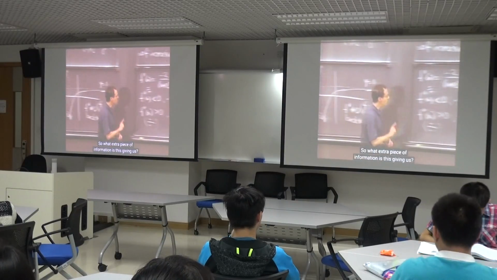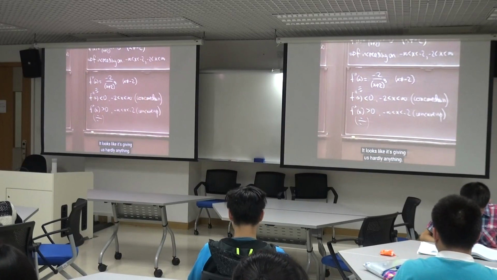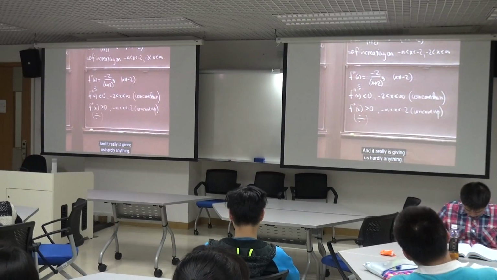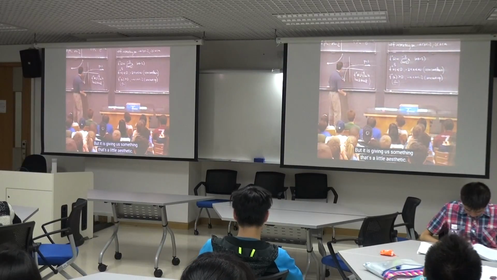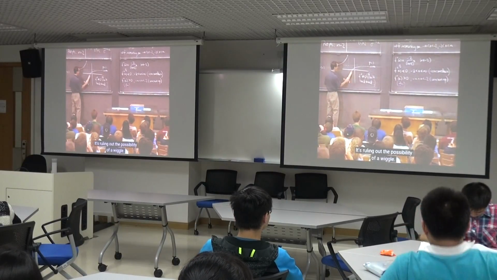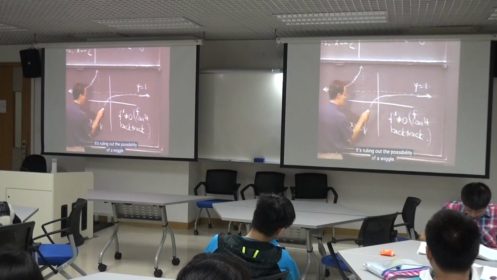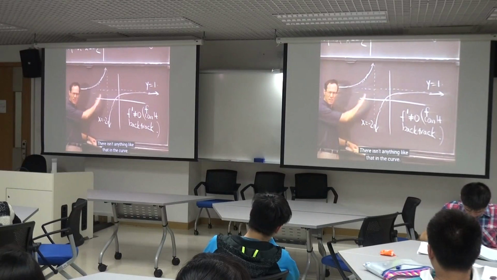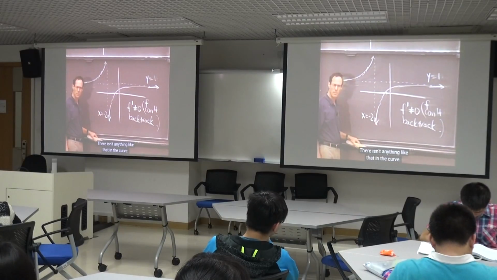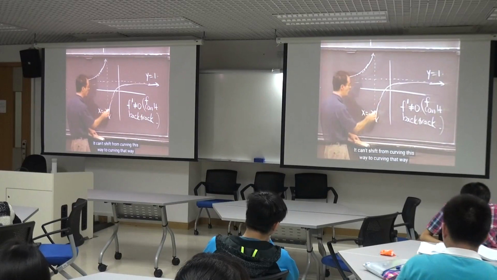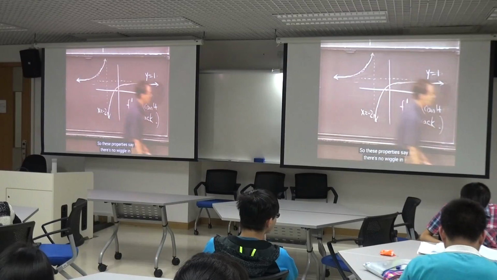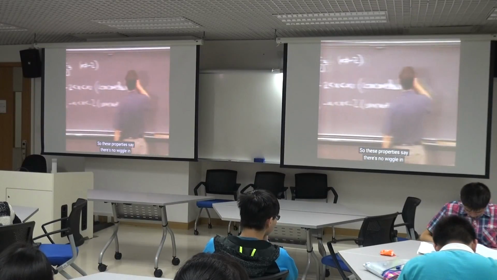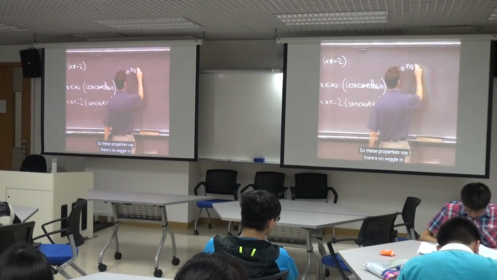Okay, so what extra piece of information is it giving us? It looks like it's giving us hardly anything. And it really is giving us hardly anything. But it is giving us something a little aesthetic. It's ruling out the possibility of a wiggle. There isn't anything like that in the curve. It can't shift from curving this way to curving that way to curving this way. That doesn't happen. So these properties say there's no wiggle.